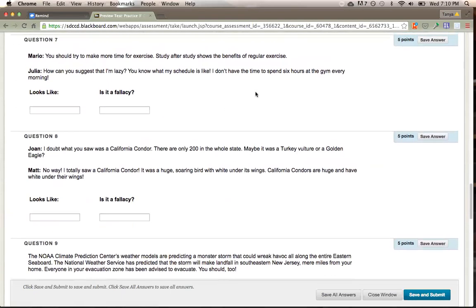Okay, let's move on. Mario says to Julia, you should try to make more time for exercise. Study after study shows the benefits of regular exercise. And Julia says, how can you suggest that I'm lazy? You know what my schedule is like. I don't have time to spend 6 hours at the gym every morning. Hint, in this passage, Julia is Tanya. So when somebody tells this person they need to make more time of exercise, and Julia responds this way, what fallacy does this look like?